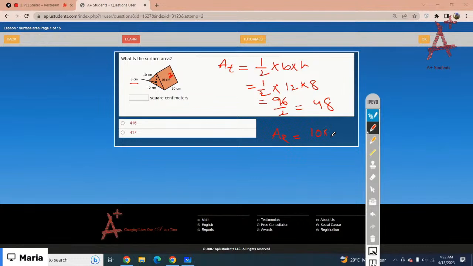Length times width. So length is 10, width is 10. Got it? So it would be 100. Got it? Then just calculate. You have two faces for this. And then calculate the area of the base. The base is a rectangular shape, so it would be length times width. So it would be 10 and 12. Got it? So just do 10 times 12. So it would be 120.